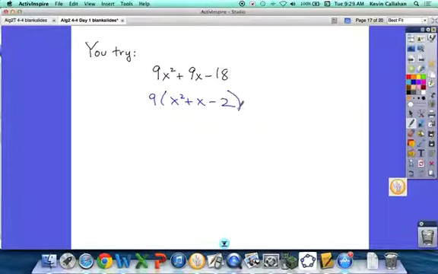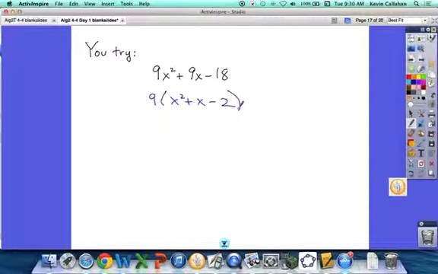So again, you got to ask yourself the question, is that factorable? What's inside the parentheses? Can you think of factors of -2 that add up to +1? And the hint, yes, you can. What would they be? Say again? What are the factors of -2 that add up to +1?